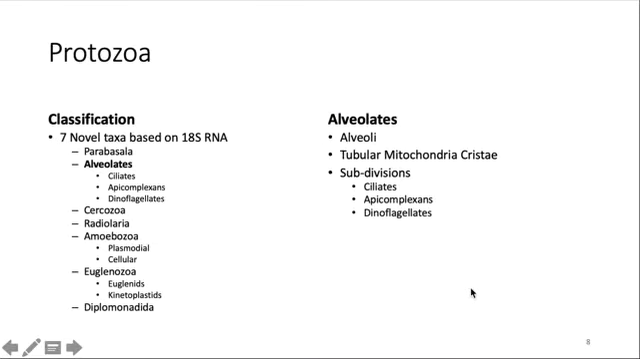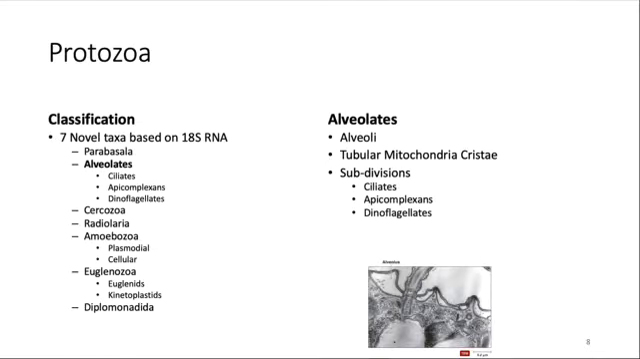Then you have the alveolates. The alveolates are tubular. They have alveoli, and these are protists or protozoans that are characterized by the presence of a fluid in a sac-like membrane. And these sacs, which are enclosed by lipids or fats, are then called alveoli, and that's how the name comes by.